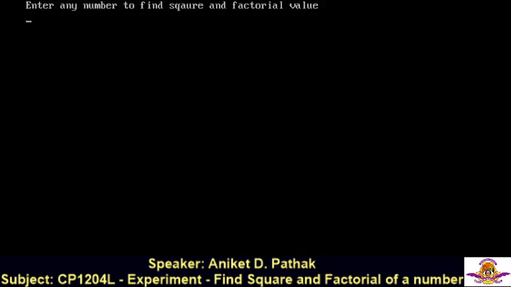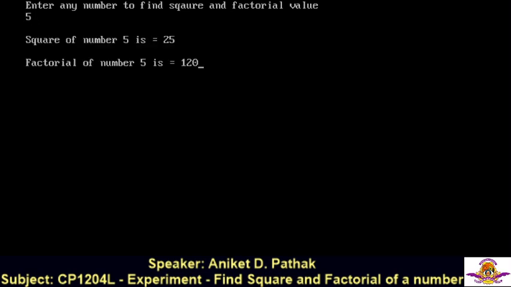Now enter any number to find square and factorial value. I enter the value 5, I press enter. My square of 5 is 5 multiplied by 5 is 25. My factorial of number 5 is 5 multiplied by 4 multiplied by 3 multiplied by 2 multiplied by 1, that is 120. So I have achieved what is the aim of the experiment. So in this way we come to the end of this program. Thank you.